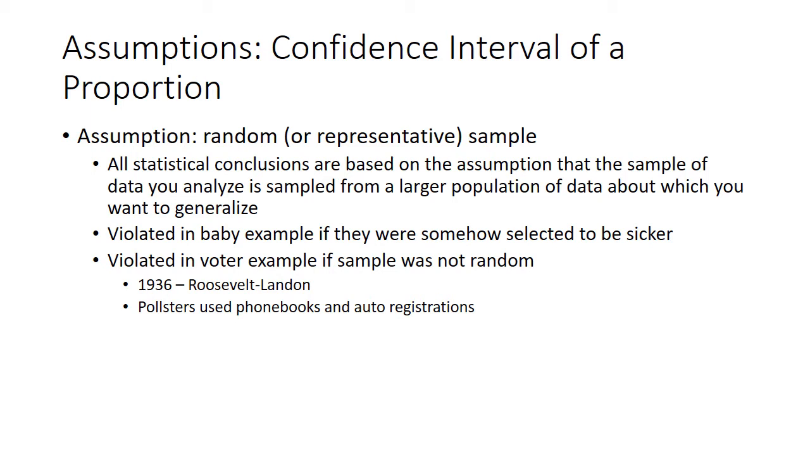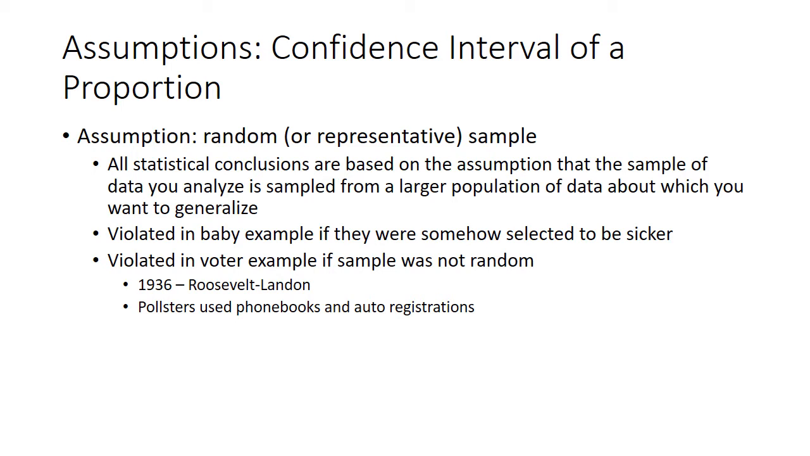Looking back at the baby example, if for instance you were somehow selecting babies that were going to be sicker, that would skew your data one way versus the other. Say you're only looking at mothers who had no prenatal care; those are more likely to be sicker babies and less likely to have survived to 6 months. That would skew your data towards seeing higher mortality and may not be representative of all premature infants.